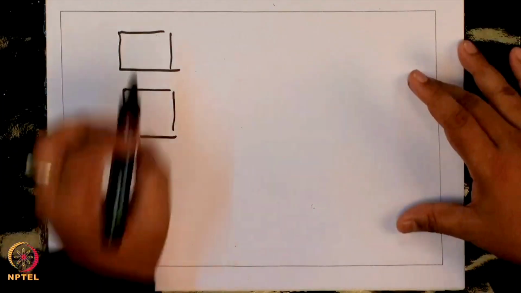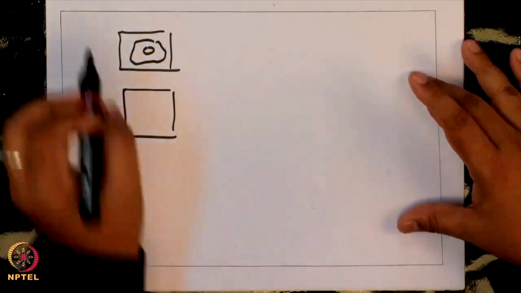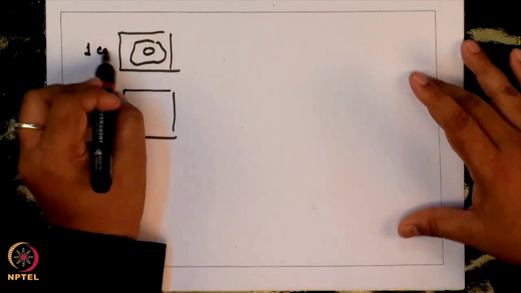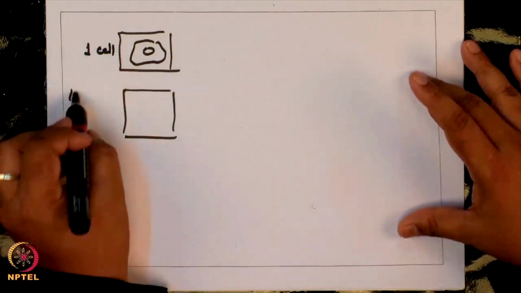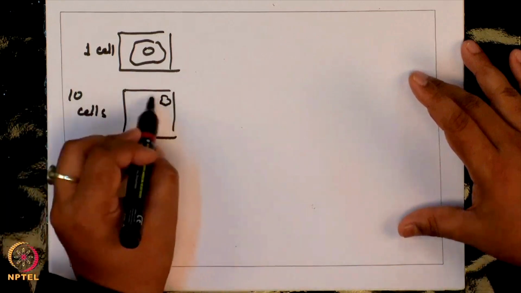Now, if we look at our argument of cell density indirectly impacting the cell shape, one of the things you are doing is, in a given area, let us say in this given box, I plate a single cell, versus, so this is one cell plated in this box versus 10 cells plated in this box simultaneously.